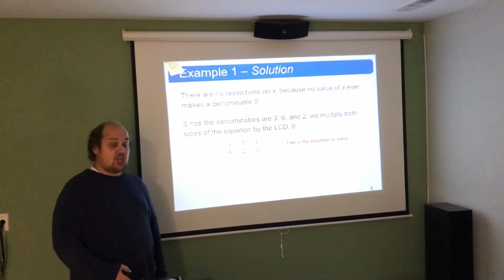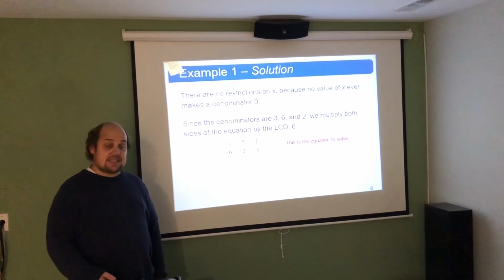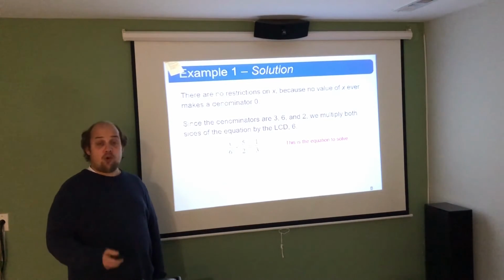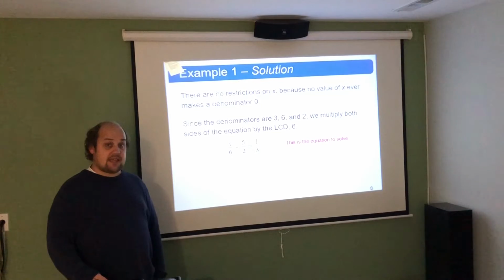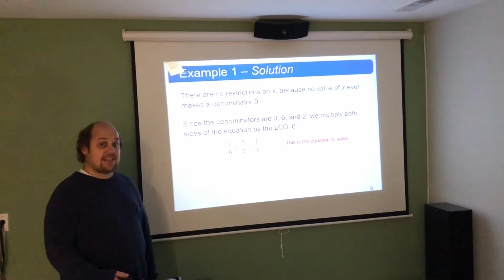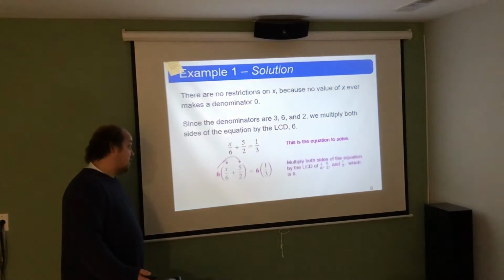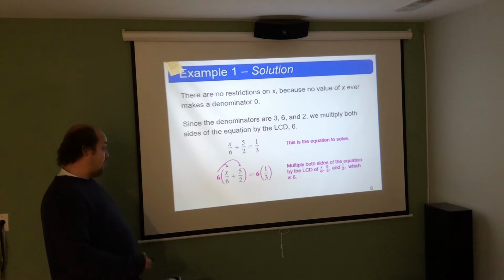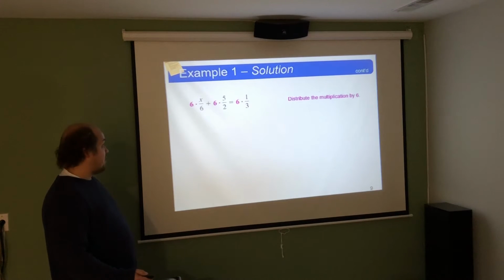Remember that we're not going to change everything to be over 6. Instead, we're going to multiply each and every term by 6. That way, something will reduce on the bottom, taking a fraction out of the equation and leaving me with something I can solve that doesn't have fractions. So if I multiply by 6 on both sides, this 6 and this 6 will cancel and just give me x. This 6 and this 2 will reduce to a 3 and leave me with 3 times 5. This 6 and this 3 will reduce to a 2 and leave me with 2 times 1.